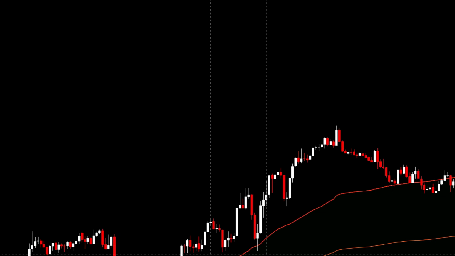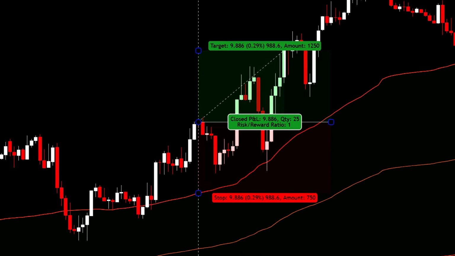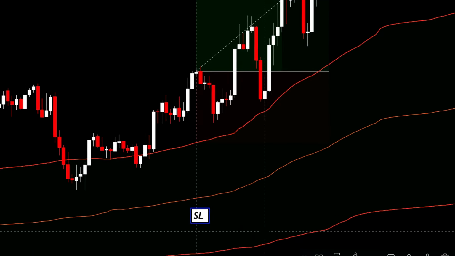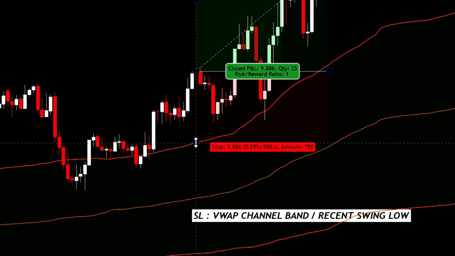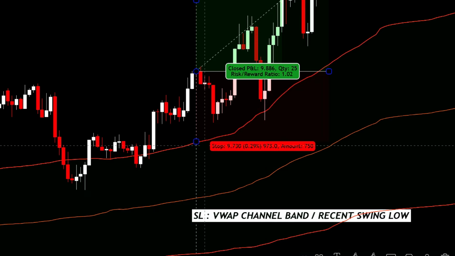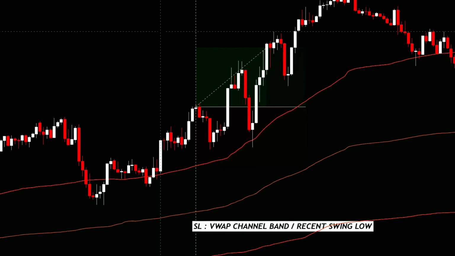A stop loss goes at the VWAP band or the most recent swing low. Target 1 is set at 2 times your risk, target 2 at 3 times.